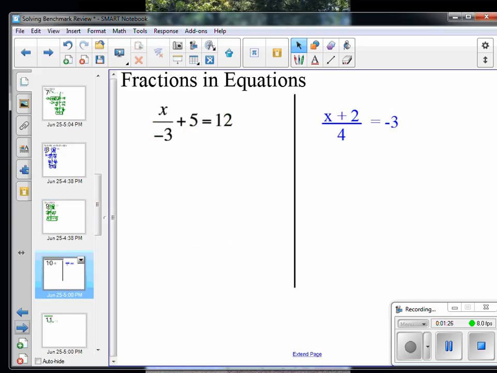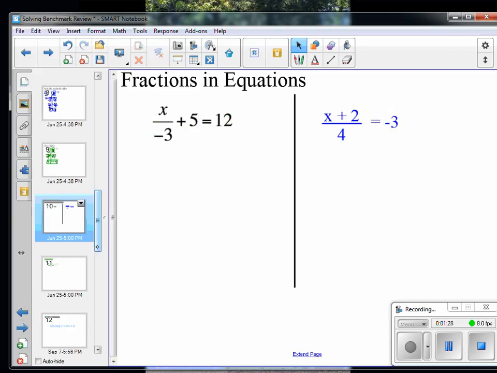All right, and then the last type before we move on to the bottom part of your benchmark is fractions. So these are slightly different. So I want to emphasize the difference between these. This one has just a bar over the x. This one has a bar under the whole thing.